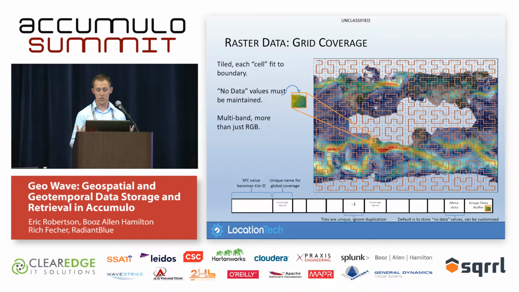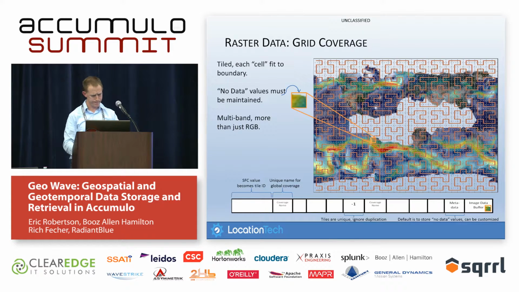With the image data that's stored in the value, we allow a pluggable set of metadata. By default, we store no data values in there. For raster data and global collection of data, you have spotty areas of collection, so no data is important. Even for a single tile, the raster coverage doesn't necessarily snap to tile boundaries. So within a tile boundary, you have no data values, and you have to be able to support that. Another important concept is we're not just storing RGB images. We're storing multi-band sensor data that ultimately maps to an RGB image within our rendering engine.